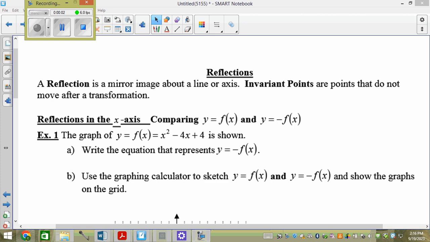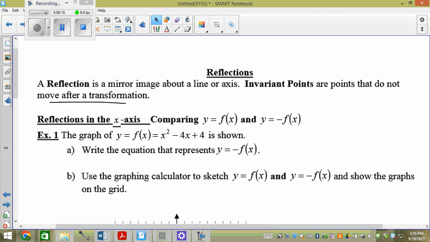For reflections, it's a mirror image about a line or axis. Invariant points are the points that do not move after a transformation. So these are very important. You have to know that invariant points are the points that stay, that no matter what I transform or do to them, the point will stay the exact same as it was when it first started. That's an invariant point. So it doesn't move when you transform the graph.